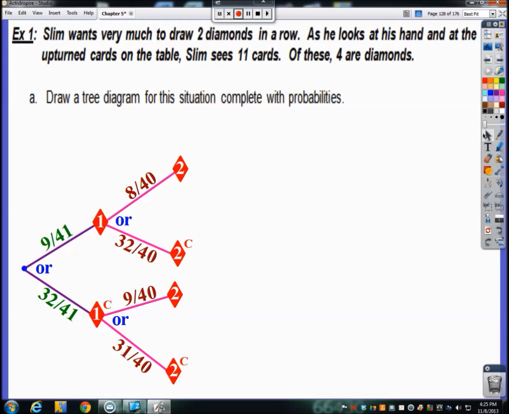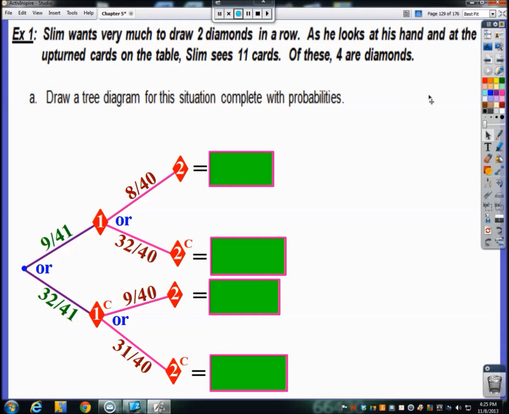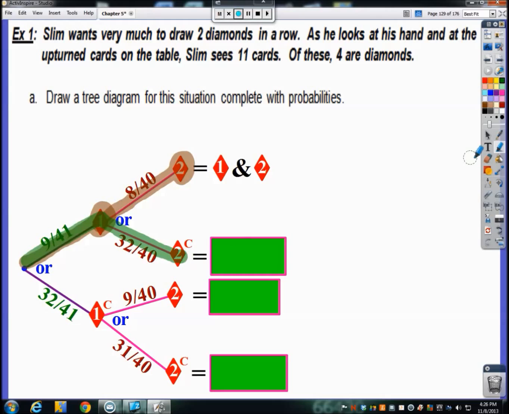Now what we could do, and this isn't necessary, is we could look at all of the probabilities as a grand finale, if you will. So if we were to go along this branch, this means we got a diamond and he got another diamond. So I can say that is first card diamond and second card diamond. Or what we could do is go along a different branch. We could say, hey, he got a diamond, but then he didn't get a diamond. So I could represent that as first card diamond and second card not diamond.